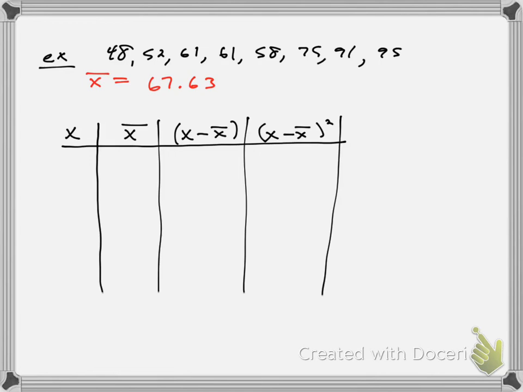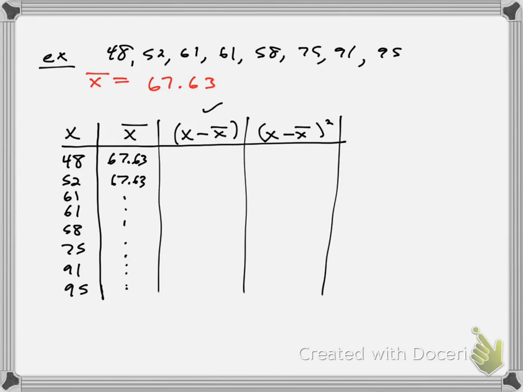So I'm going to write that right in here. I wrote it down. So now I'm going to enter all my data points here in the x column. 48, 52, 61, 61, 58, 75, 91, and 95. Okay? And then my mean for each one of them is 67.63, 67.63, and so on and so forth. I could copy all those down.